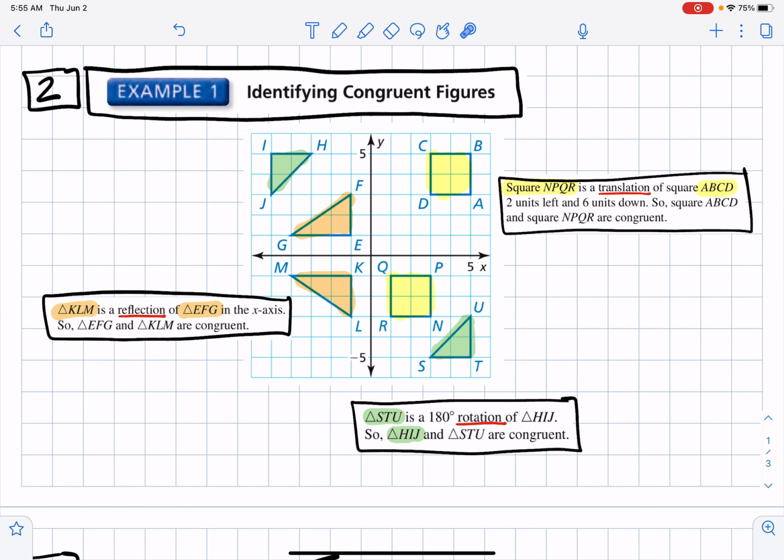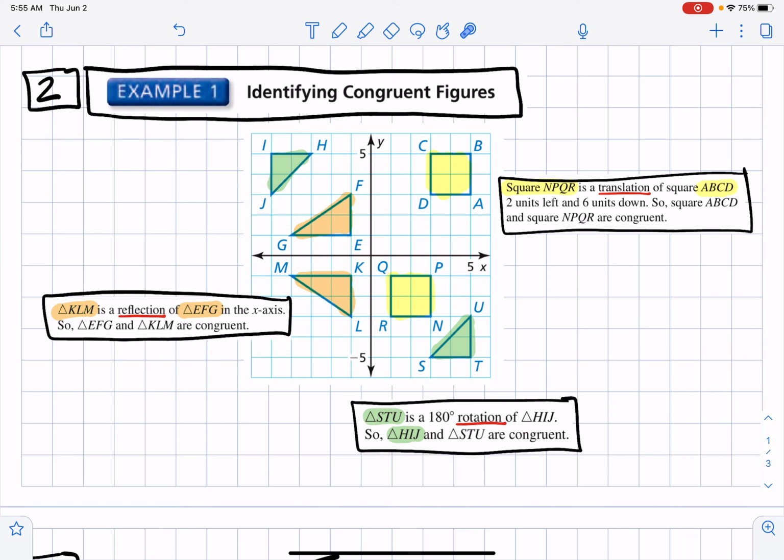Okay, box 2, let's walk through this example of identifying congruent figures. I have 3 sets here of congruent figures, and they're color-coded for you. Let's take a look at the square. I have square NPQR over here in yellow, and then I have square ABCD over here. They definitely look congruent.